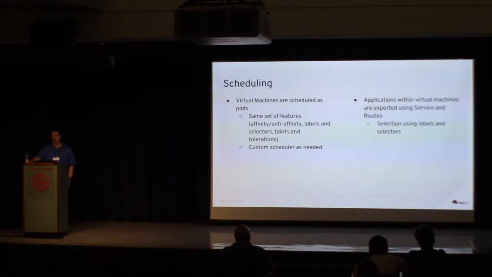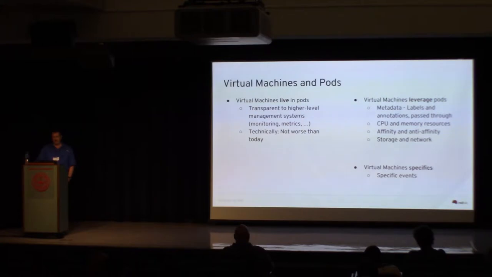Now, the applications within the virtual machines, because they are leveraging a pod, all existing Kubernetes constructs, such as services and routes, still work. And we'll get a little bit more into what those are later. But we actually use labels on the service itself to designate which pod the service belongs to, or where to route the packets, basically. So virtual machines live in pods. Now, that's transparent to higher level management systems. But technically that's not worse than it currently is before we did this project.